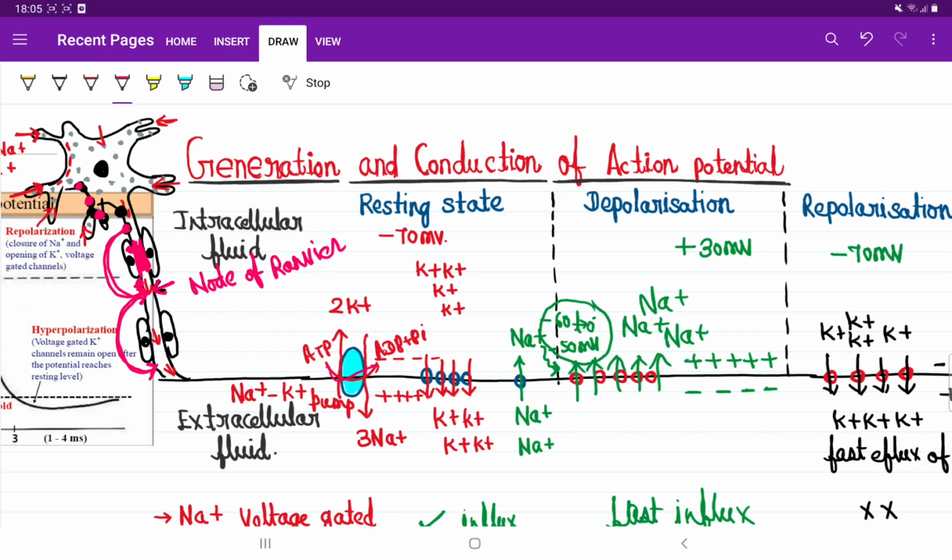Okay, so we completed how the nerve impulse is generated and then how it is conducted. The remaining we'll see in the next video.